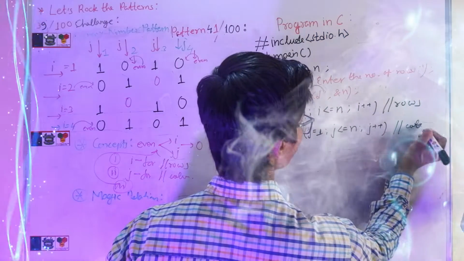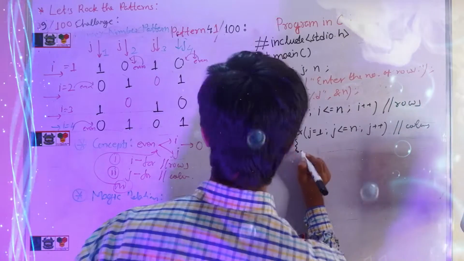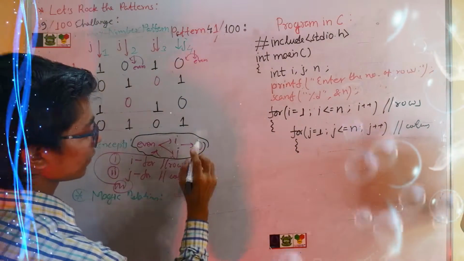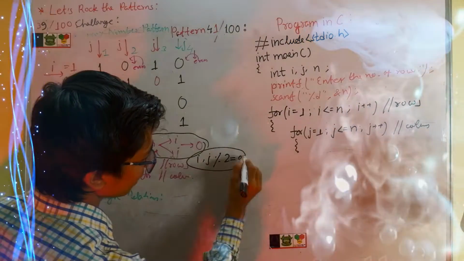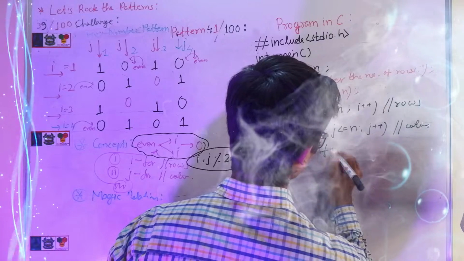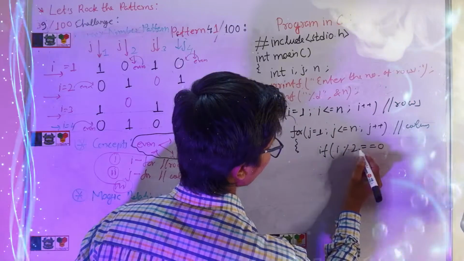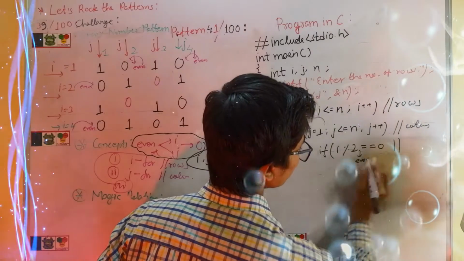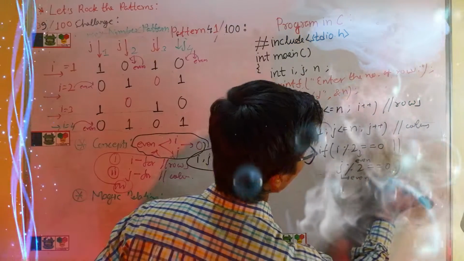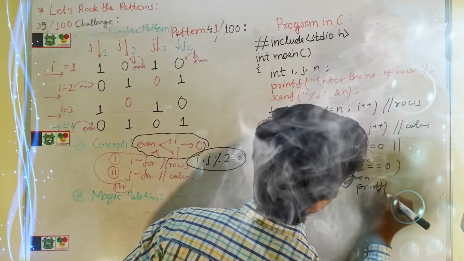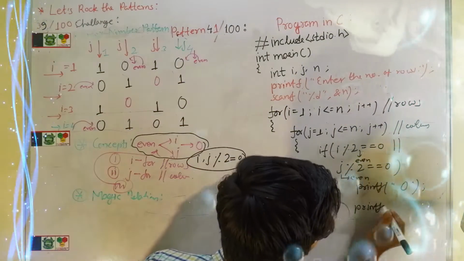This is to print the columns. Now what to print, 0 or 1? This is the condition we got earlier: if there is an even value of i or j, we print 0. That means if i modulo 2 equals 0, meaning i is even, or j modulo 2 equals 0, meaning j is also even, and this condition is satisfied, then we printf 0. Else, printf 1.